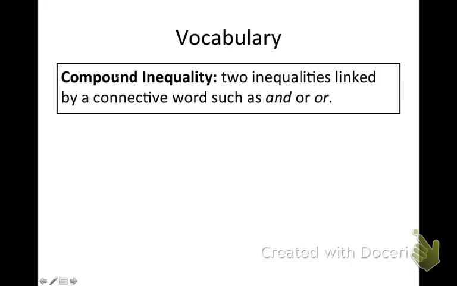Okay? All right, so now let's talk about compound inequalities. We talked about compound inequalities in Algebra 2. You talked about compound inequalities in Algebra 1. You may even have talked about compound inequalities in the beginning of your geometry class when you were talking about rays and line segments.